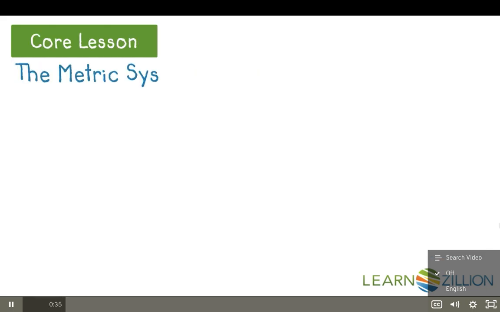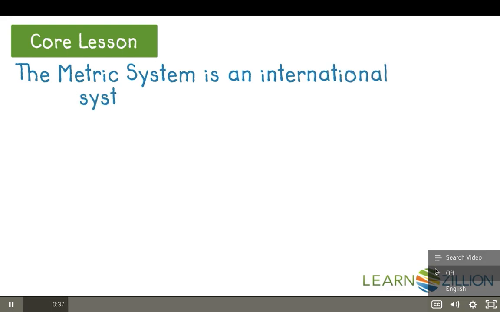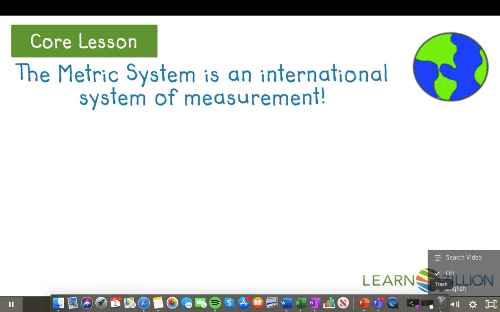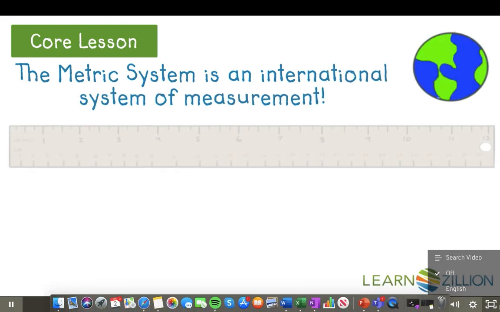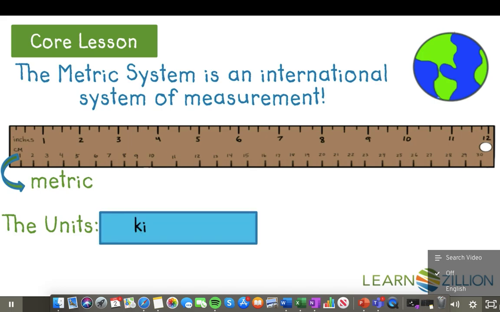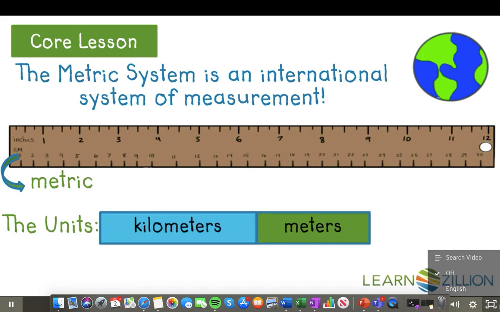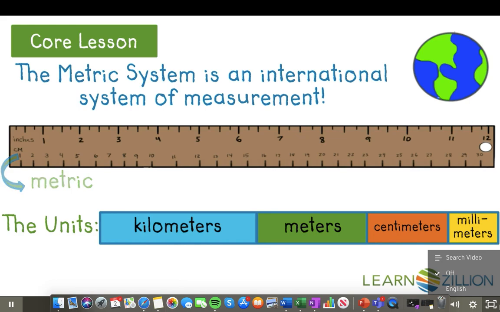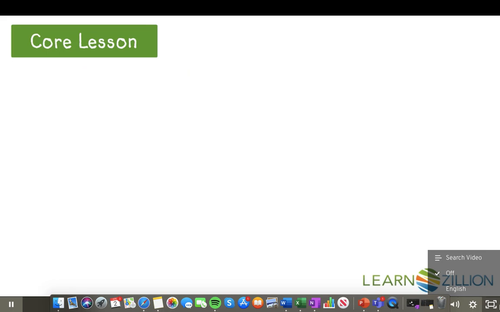The metric system is an international system of measurement. This means it is used around the world. The metric system can be found on the other side of the ruler. The units that we will be learning about are kilometers, meters, centimeters, and millimeters. Please notice that centimeters are on the metric side of the ruler. The meter is the main metric unit for distance.